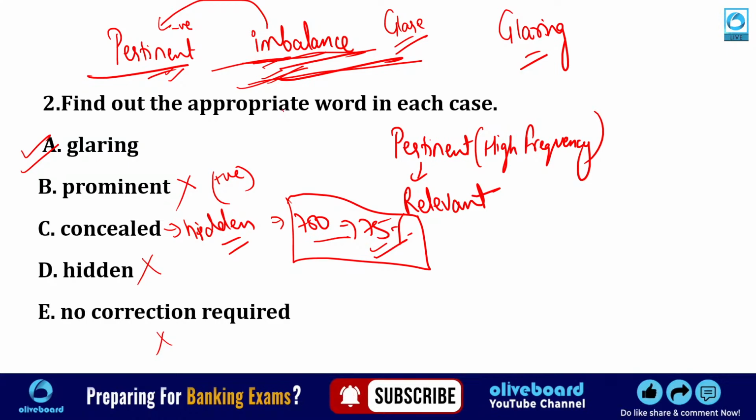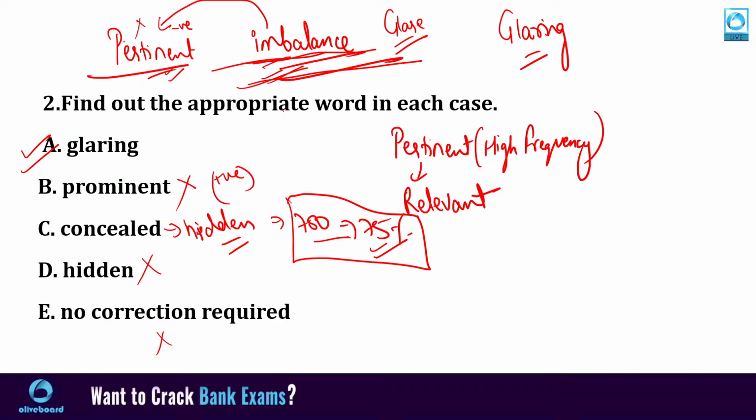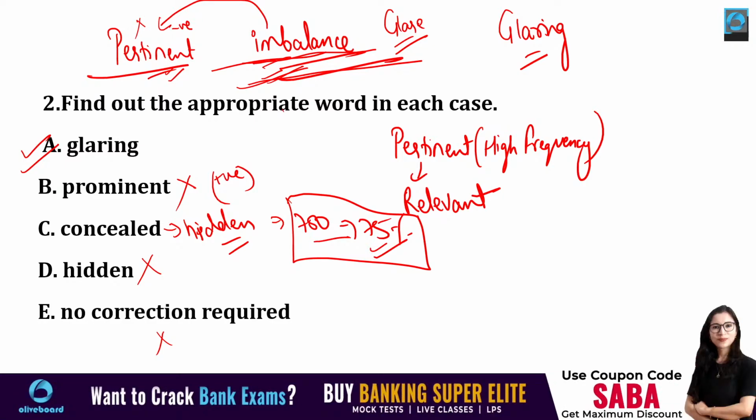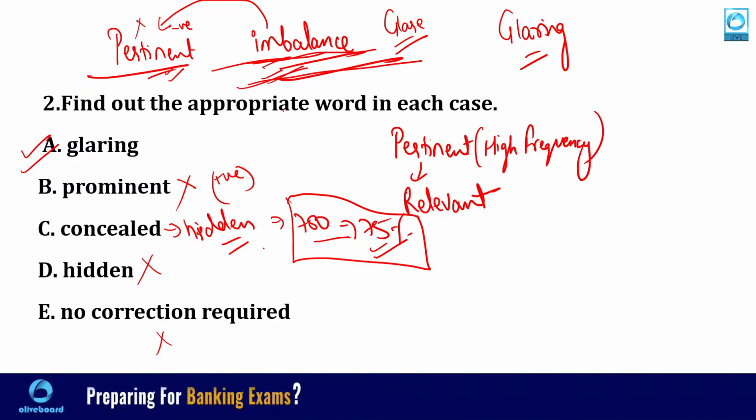The word "pertinent" will not be right because pertinent means relevant. This word is incorrect here. Pertinent cannot be used because we are talking about imbalance. Yes, Vidushi, glaring. Not concealed, not hidden, because the data is before us.